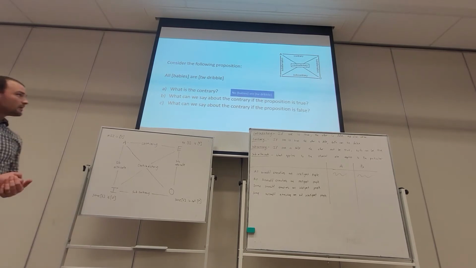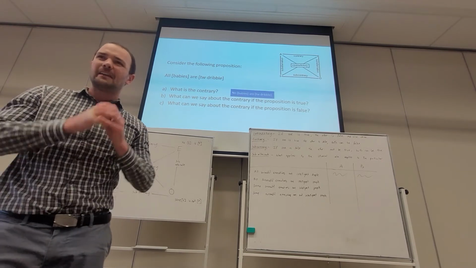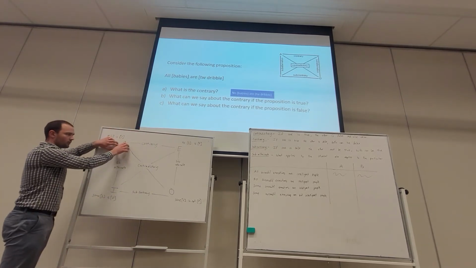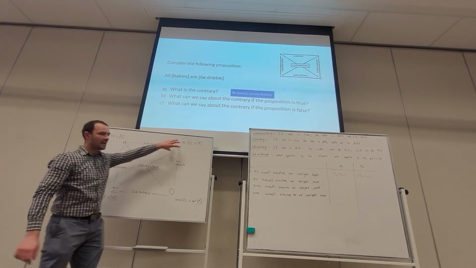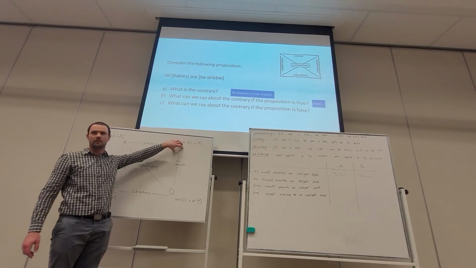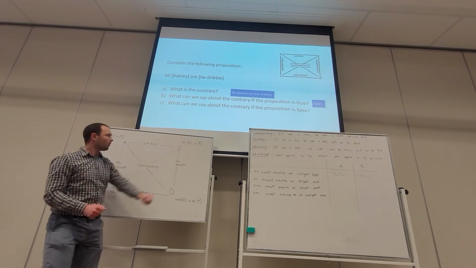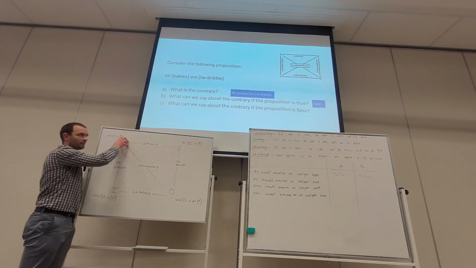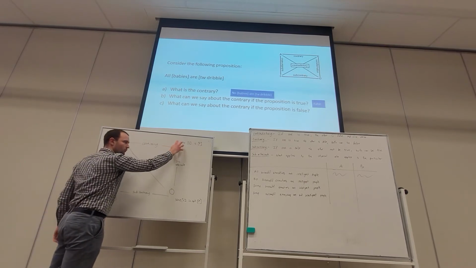Next question. What can we say about the contrary if the proposition is true? If A is true, it means E has to be false. Excellent. Because they're contrary, only one of them can be true. What about if A is false? E can be true or false. You're correct, Amy. E can be true or false.